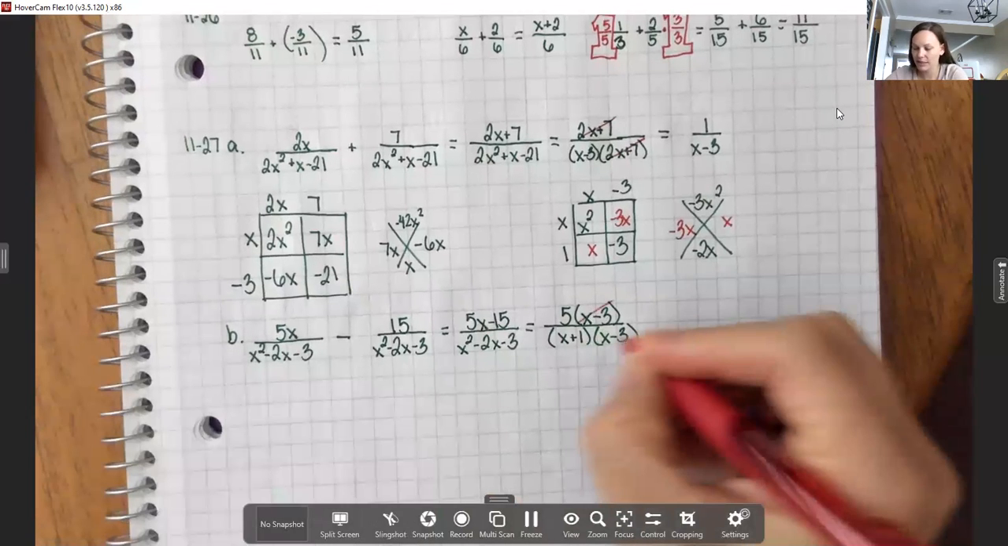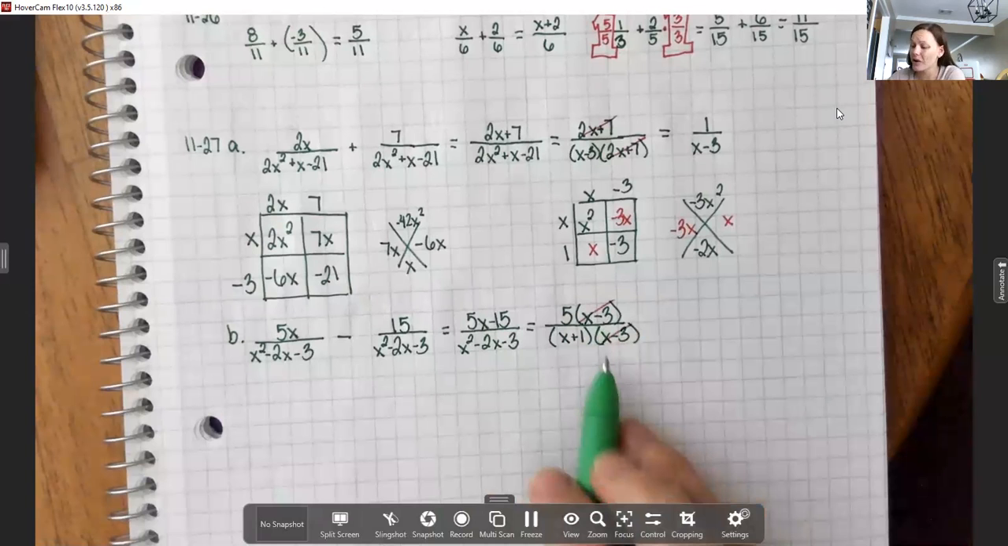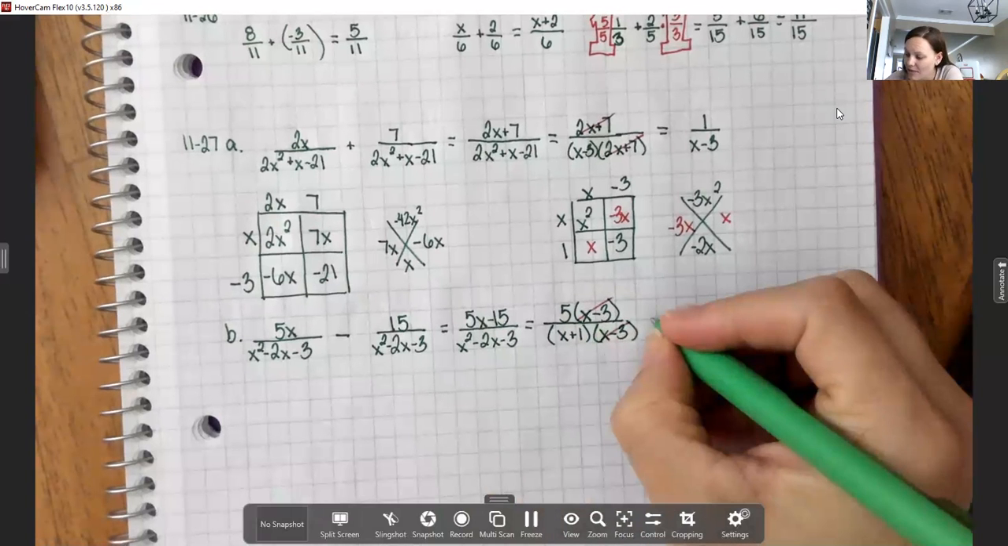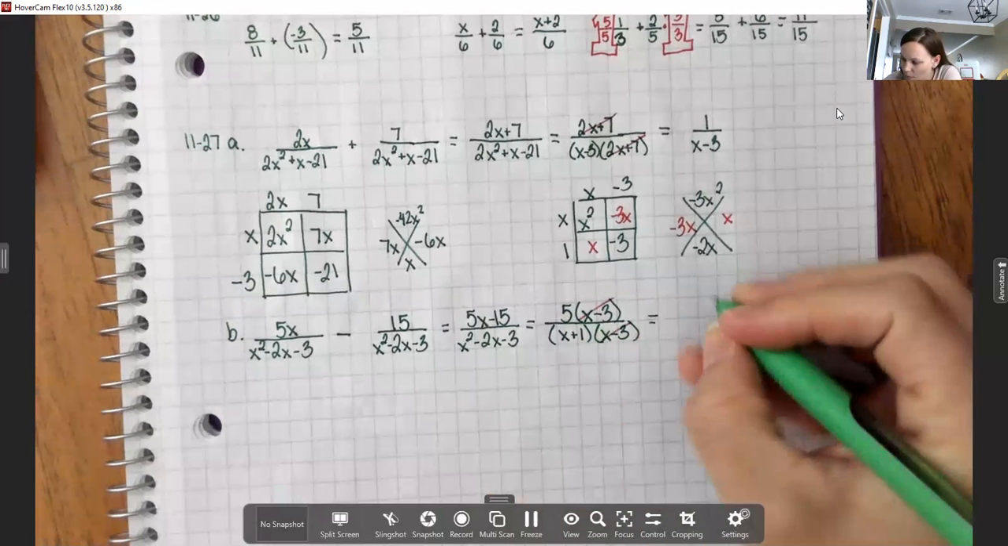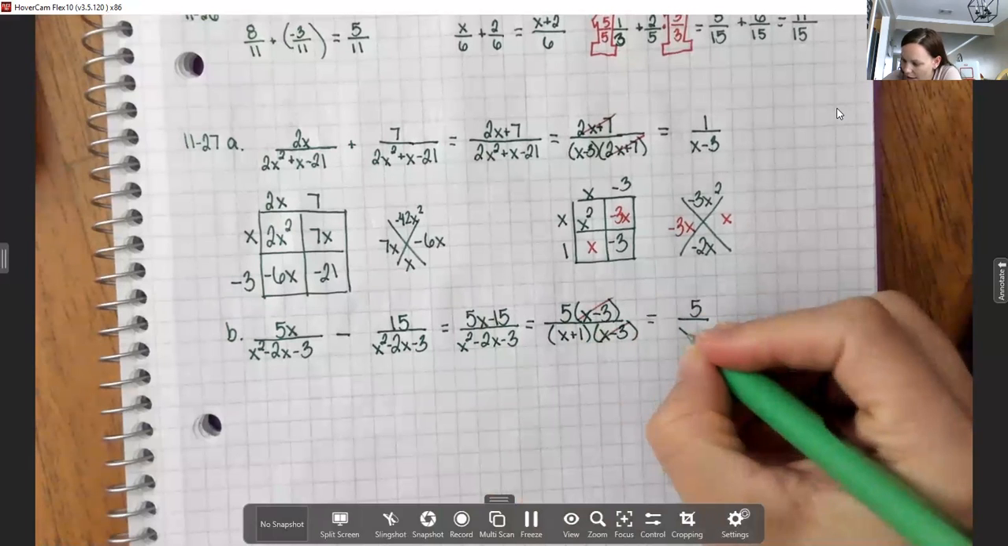The x minus 3's cancel out. Remember, when they cancel out, they make a big 1. It divides by itself. So I get 5 divided by x plus 1.